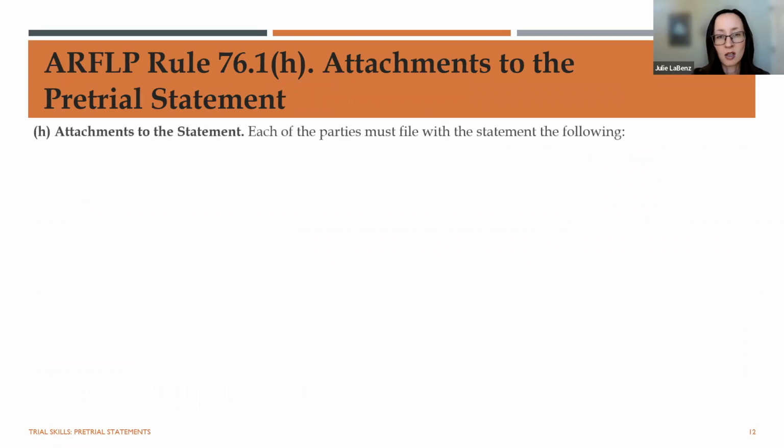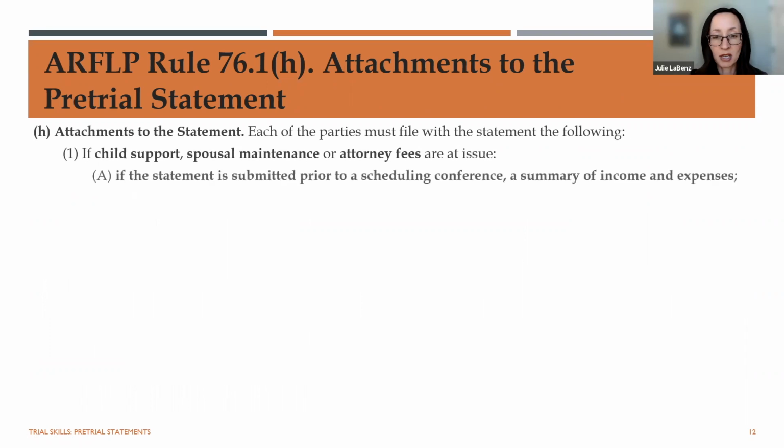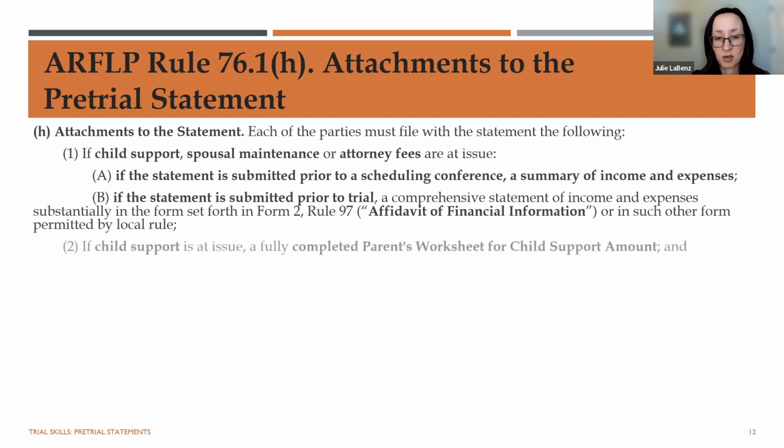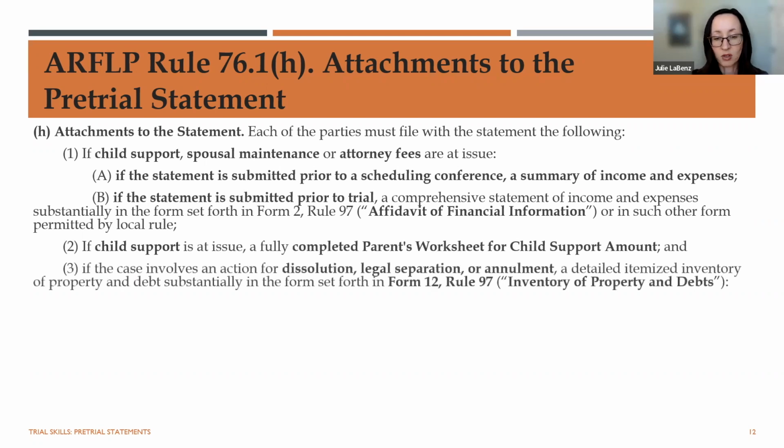Okay. Now we're going to look at 76.1H. What you'll see here is that there's certain documents that are required to be attached to your pretrial statement when it's filed with the court. Number one, if child support, spousal maintenance, or attorney's fees are at issue, and the statement is submitted prior to a scheduling conference, then you want a summary of income and expenses. But if your pretrial statement is submitted prior to trial, then you need to include your affidavit of financial information as an attachment to your pretrial statement.